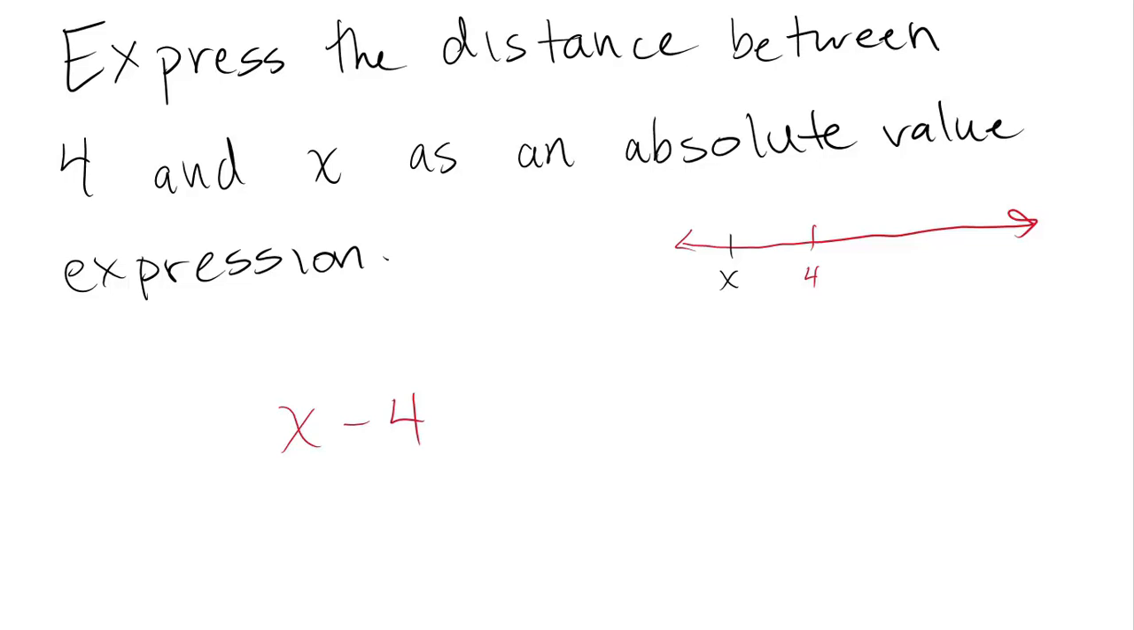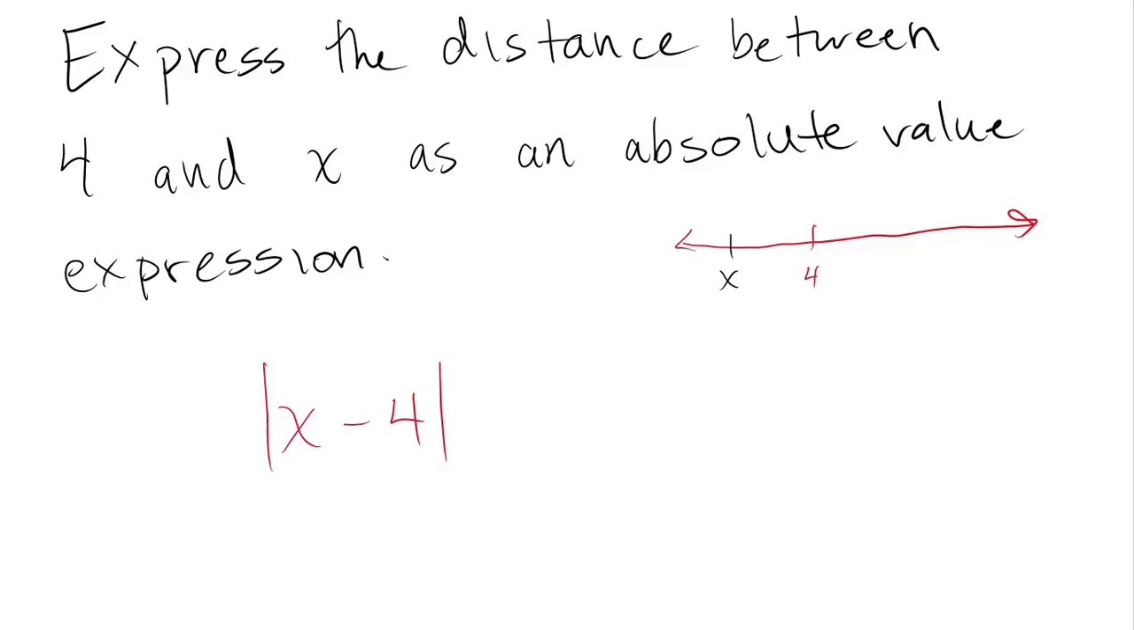How do I make sure that this comes out non-negative? I slap some absolute value bars around it. Does that really solve our problems? Sure. If I pick a number that's less than 4, like say 2, the absolute value of x minus 4 would be the negation of x minus 4. Like when I plug 2 in there, 2 minus 4 would be negative 2, and the absolute value of that would be 2, which is the distance that we want.